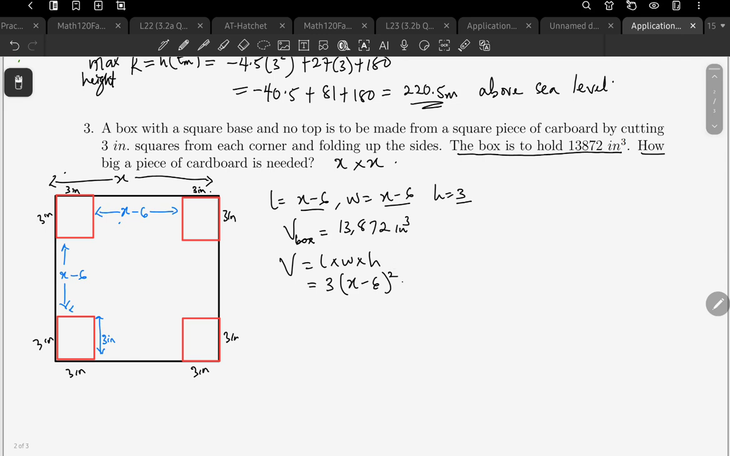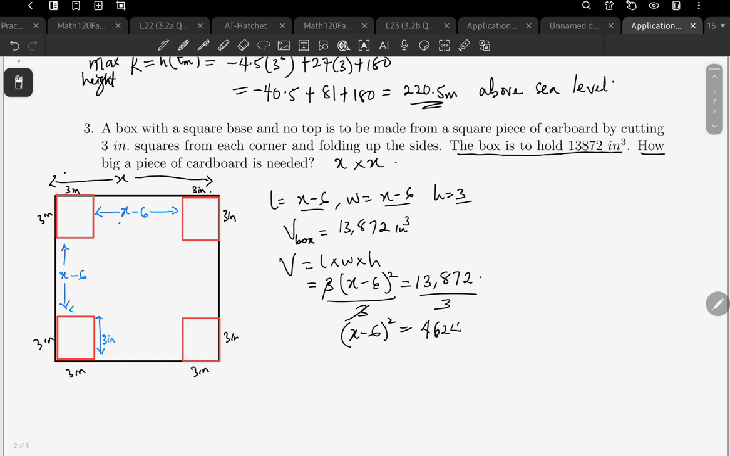So this is equal to the volume we're given, 13,872. We need to solve this to get the value of x. To isolate x, the first thing we can get rid of is the 3, so we divide both sides by 3. Then we have (x minus 6) squared equal to, if I'm not mistaken, 4624.